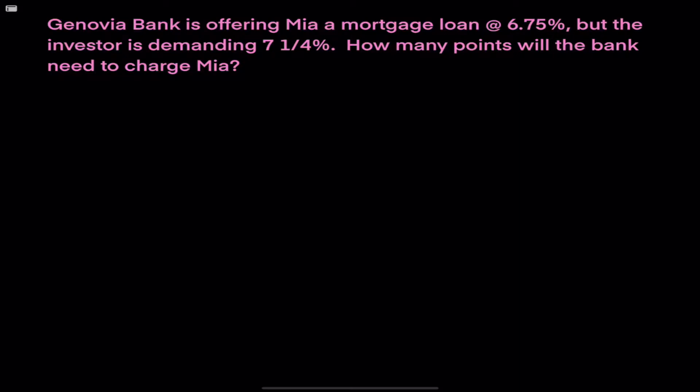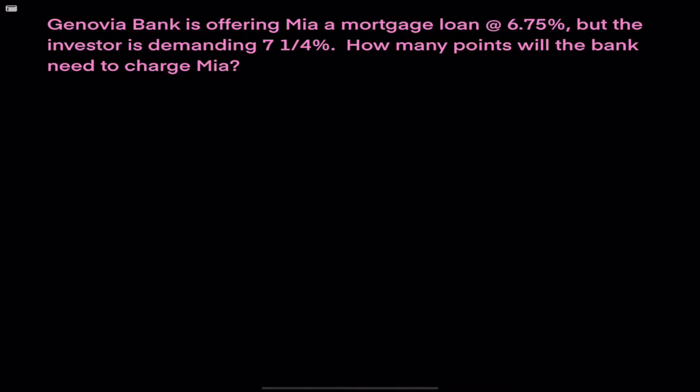Genovia Bank is offering Mia a mortgage loan at 6.75%, but the investor is demanding 7.25%. How many points will the bank need to charge Mia? So to do this problem, we have to understand a little bit about points.